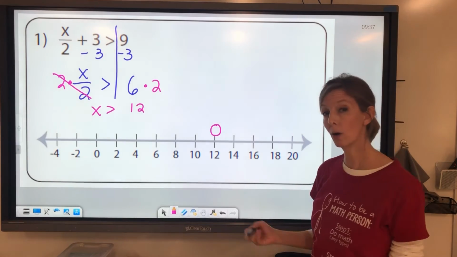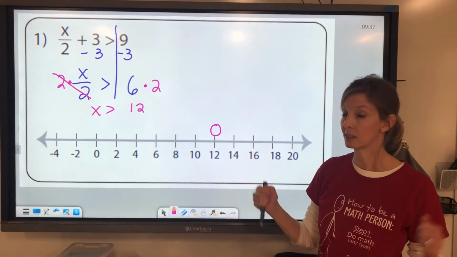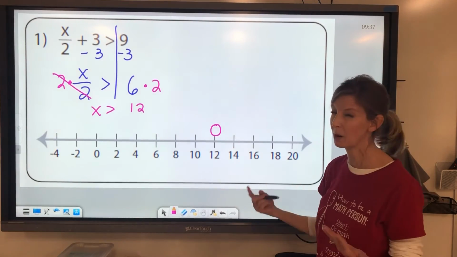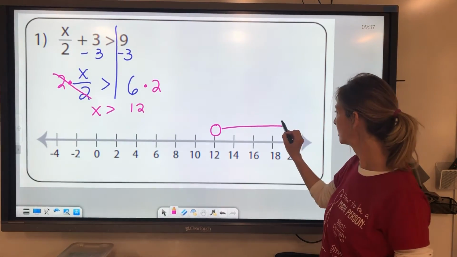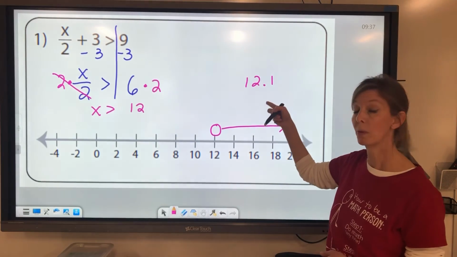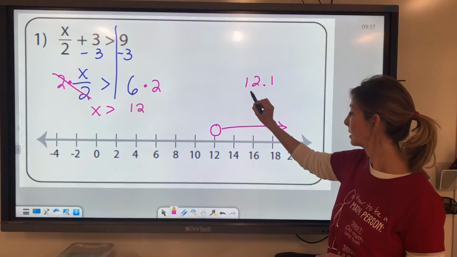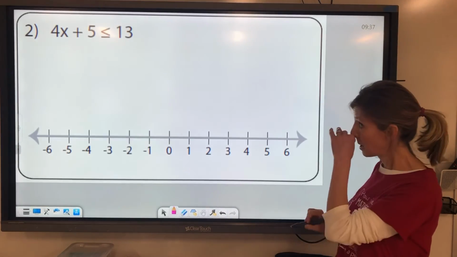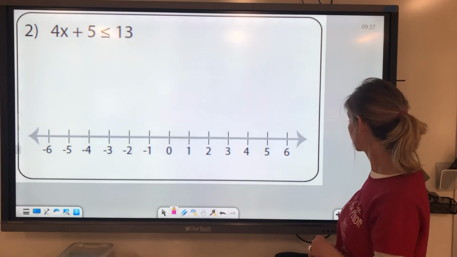Circle at 12, open or closed? It's open because we do not have the or equal to, so that means 12 is not really part of our solution. Anything bigger than 12 is, for example, 12.1 would be a solution. 16 would be a solution, and anything larger. All right, actually going to skip that one.